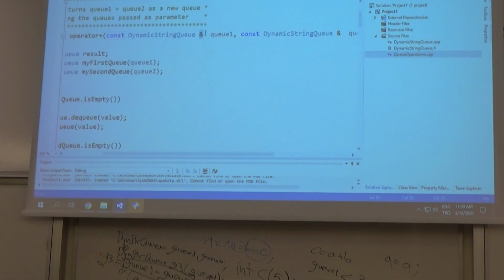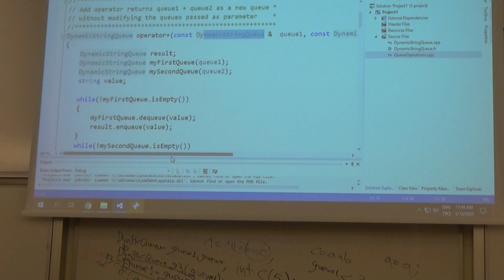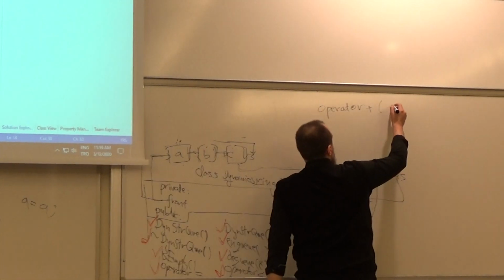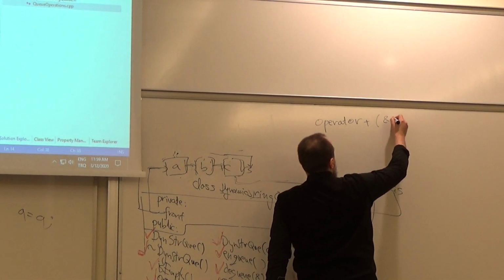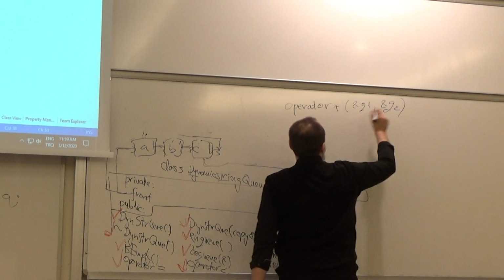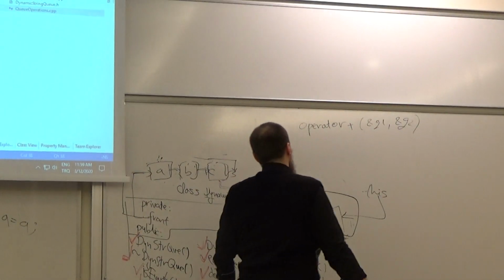Constant references of dynamic string queues, 1 and 2. Because it's a free function, it's not a member function, okay? That's why I have reference, let's say Q1, reference Q2. Okay. And what do we do over here?